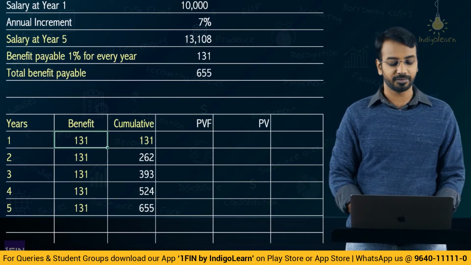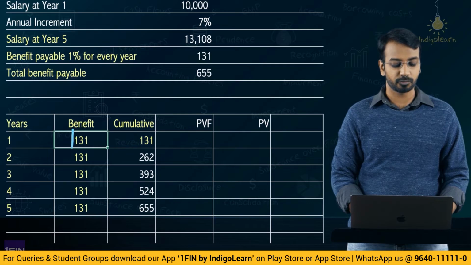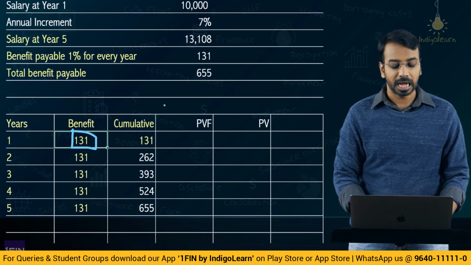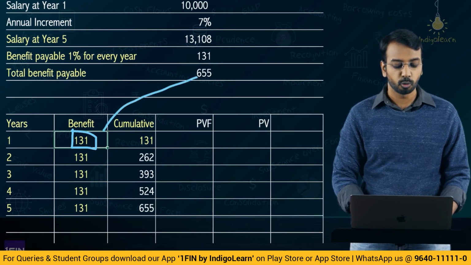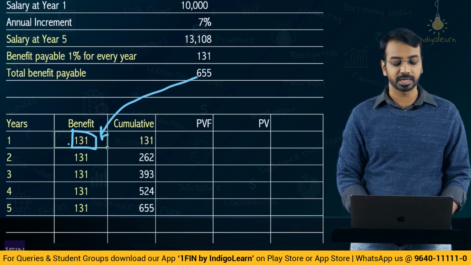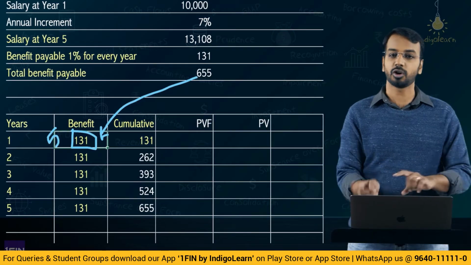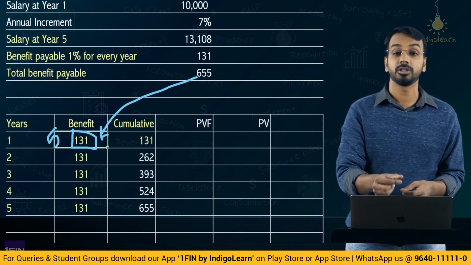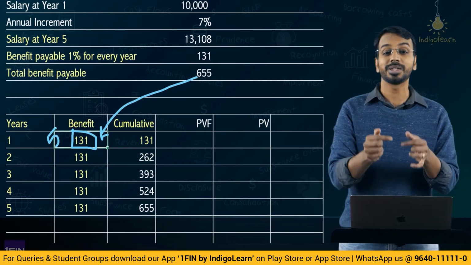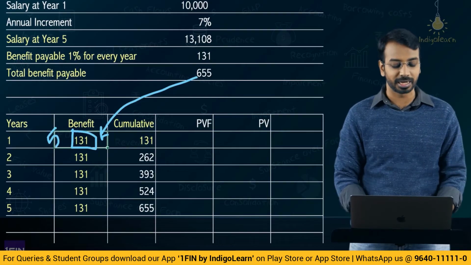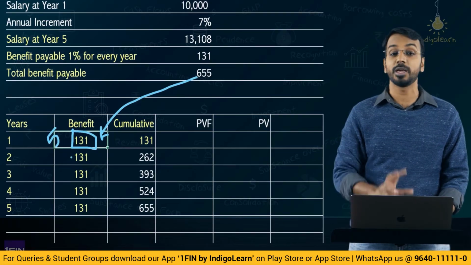Now friends, please understand, when I say that there is a benefit of 131 attributable to year 1, what does that mean? Out of this 655, 131 pertains to year 1. So, this 131 whatever we are saying, this is actually at the end of year 5. It is not at the end of year 1. This is the benefit which is payable at the end of year 5. We have to see what is the present value of this benefit. Similarly, this 131 here also is payable at the end of year 5.